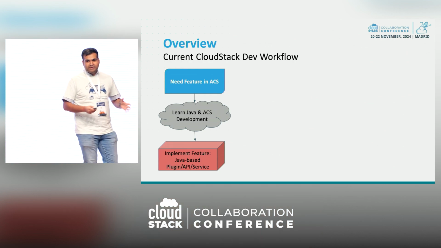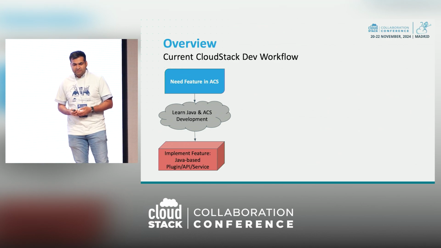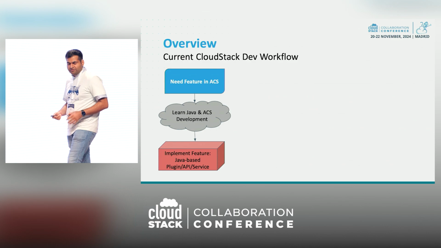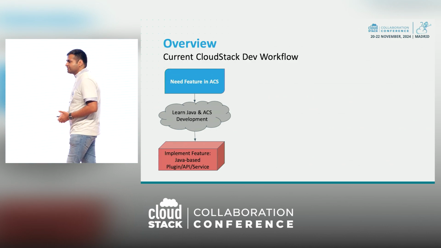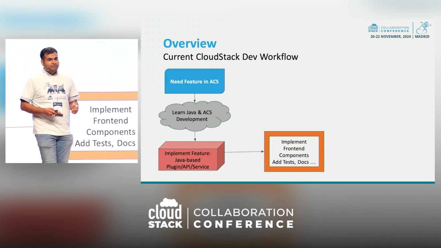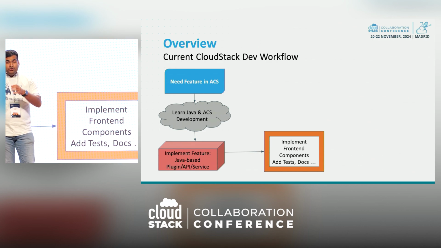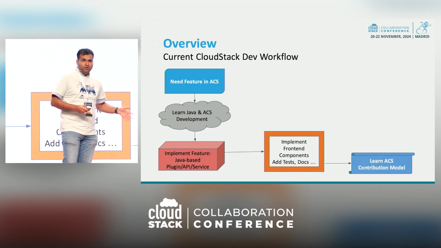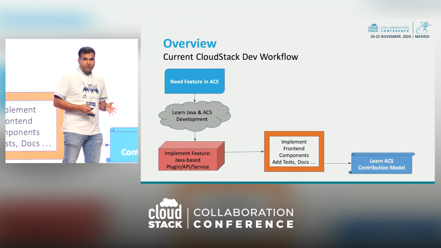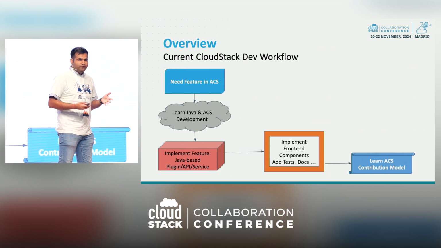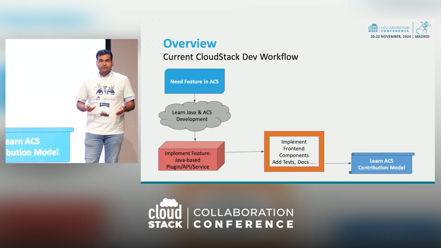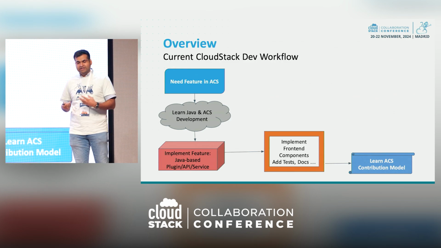And then, once you've had some basic development experience, you would implement that feature as a Java plugin or an API or a service in CloudStack. After that, you would implement the UI parts, add tests, and add documentation, because you want to then contribute that feature upstream, right? Which means you want to make sure it gets to the upstream release. Why? Because you don't want to fork CloudStack, maybe not always, and you want your user organization to continue to have that feature release after release.